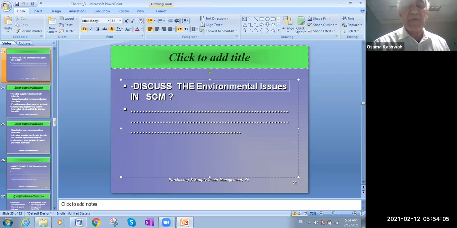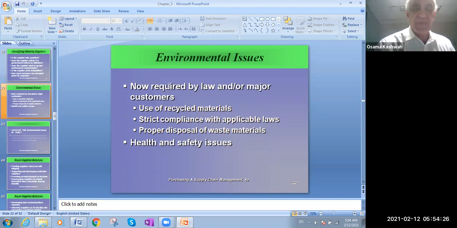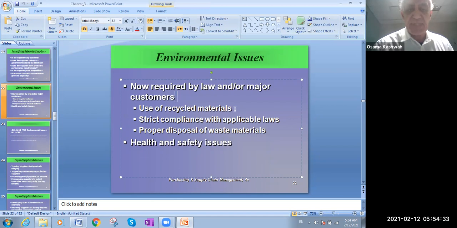What I care about here is the environmental issues actually in the supply chain management. Nowadays, we find the environment in everything. Clean environment, green environment, friendly environment. So what do we mean by the environment issues? Now required by law and major customers, uses of recycled materials, like you hear about the word recycle, strict compliances with applicable laws about waste, about the pollution rates, to reduce the pollution rates, to reduce the unemployment rates.